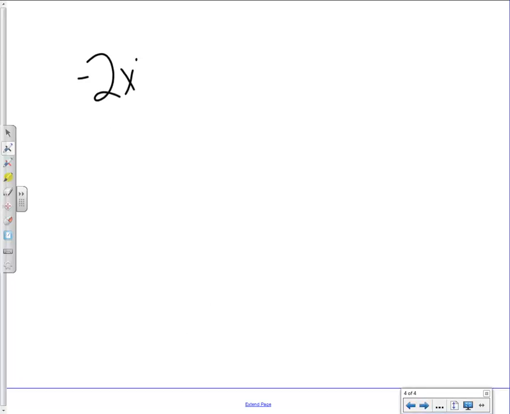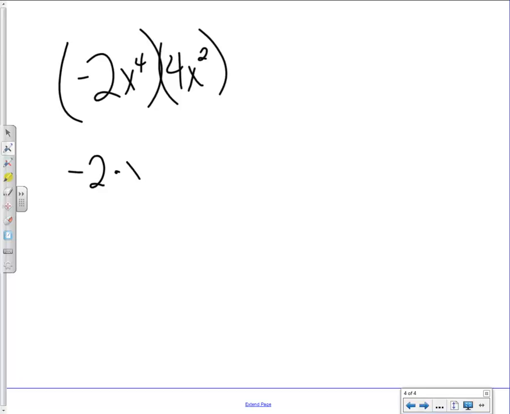Negative 2x to the 4th times 4x squared. Okay, there are no add or subtract signs separating any of these, so this is not a distribution problem from Unit 5. But what this is, is a multiplication problem between every one of these pieces. Okay, why do I know that? Because the parentheses are touching, which means multiply, and they're touching, which also means multiply is happening between them.